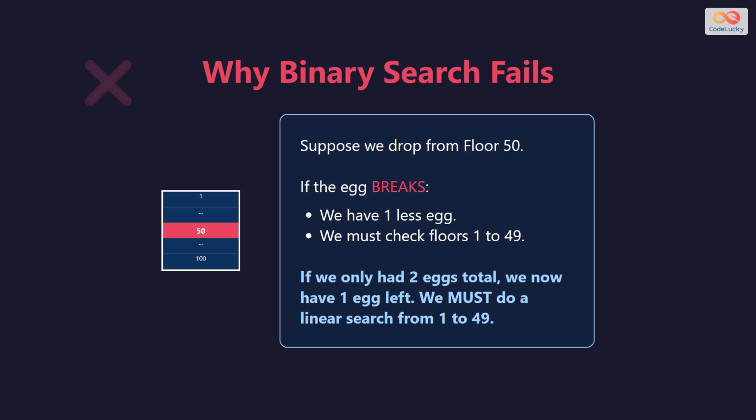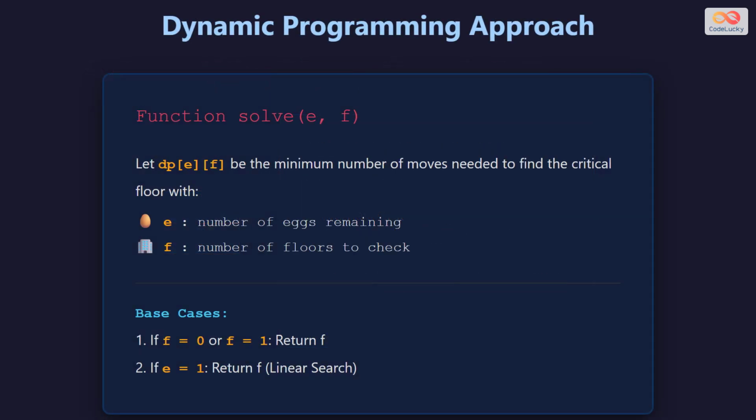Why can't we just use standard binary search with limited eggs? Suppose you have 2 eggs and you drop one from floor 50. If it breaks, you have lost an egg and still need to check floors 1 to 49. But now you only have 1 egg left. As we saw in the previous slide, with 1 egg, you are forced to do a linear search, which is very inefficient. This suggests we need dynamic programming.